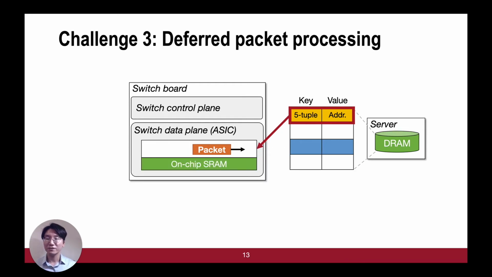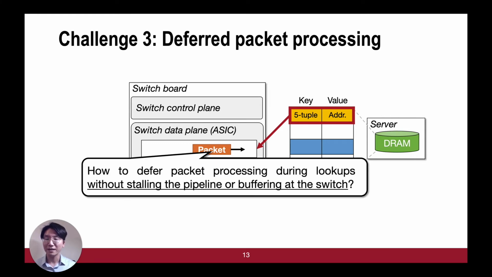Another critical feature that T must provide is deferred packet processing, which means that during the table lookups using external DRAM, it needs to somehow hold the packet so that after the lookup completes, it can use the retrieved table entry for processing that packet. If we just naively buffer the packet at the switch, it can consume an excessive amount of the switch's packet buffer, which is undesirable. So we need to enable deferred packet processing without stalling the entire pipeline and consuming a large amount of switch resources.